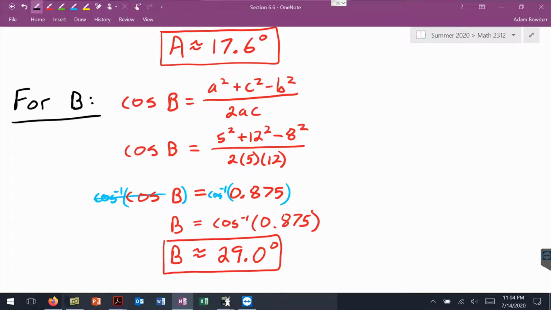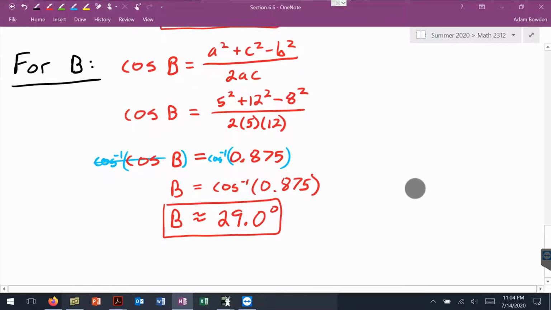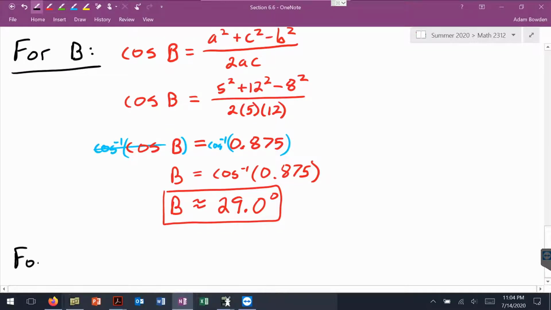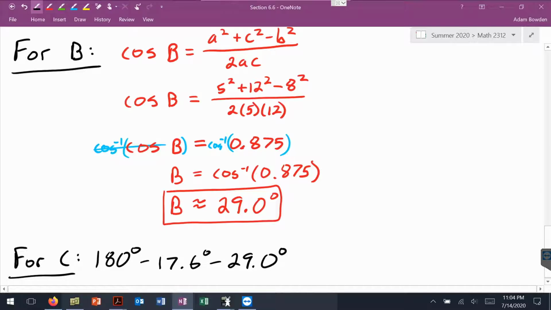All right, so now we've solved for angle A, we've solved for angle B, and we're pretty much done with the law of cosines, because for the last angle, I can take the ones that I've solved for, subtract those from 180 degrees, and angle C is going to come out to be 133.4 degrees.